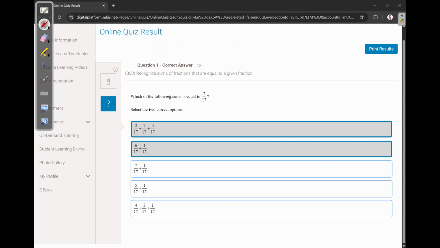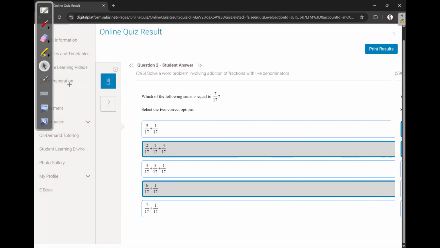Question 1. Which of the following sums is equal to 7 out of 17? Which of them plus, so we can get 7, 2 plus 1 equals 3, and then you plus it by 4 equals 7. So this one is correct. 6 plus 1 equals 7, so this one's also correct. And then 17.